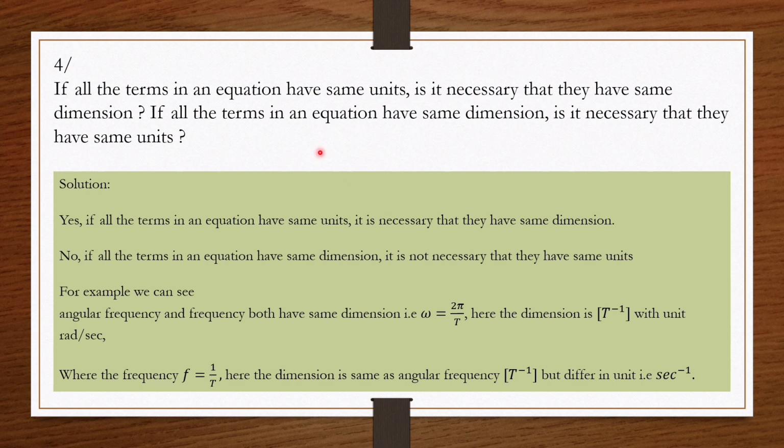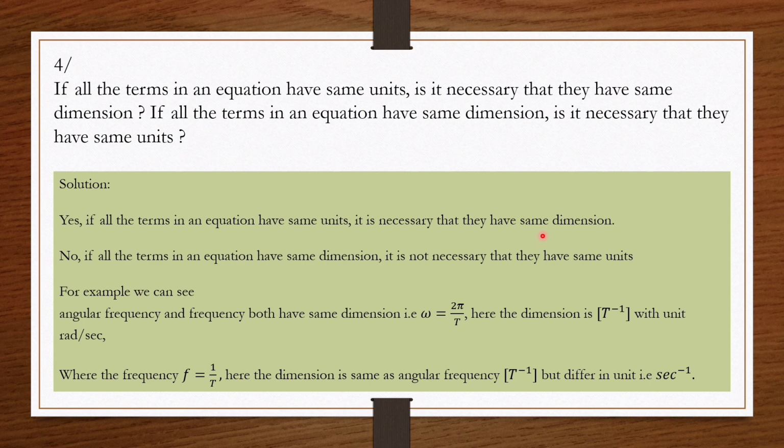Then, if all the terms in an equation have the same units, is it necessary that they have the same dimension? If all the terms in an equation have the same dimension, is it necessary that they have the same units? Here, for the first question, the answer is yes. If all the terms in an equation have the same units, it is necessary that they have the same dimension.